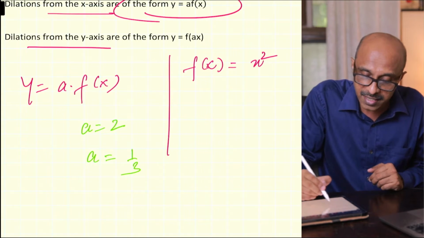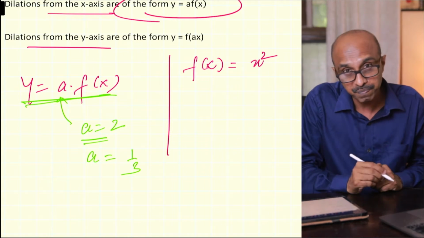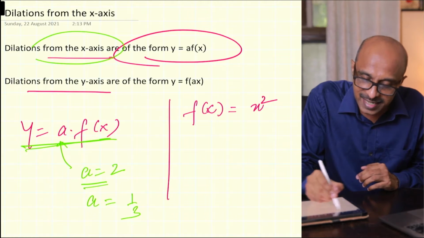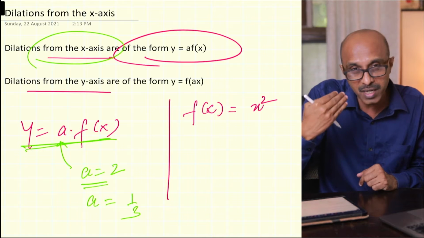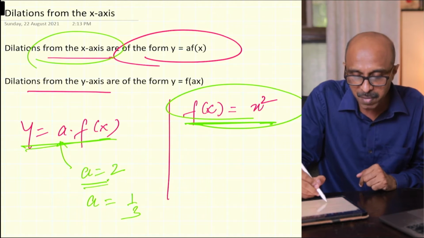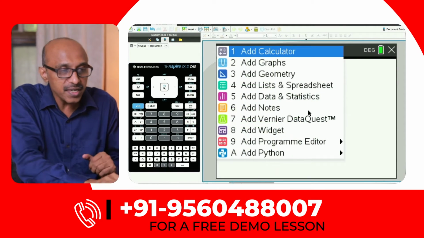What's happening is that this a gets multiplied to every y value. So we're talking about dilation from the x-axis, a factor of a equal to 2, so you're multiplying every y value of the parent function by a factor, like 2. But what does that look like on the graph? Let's find out, all right?